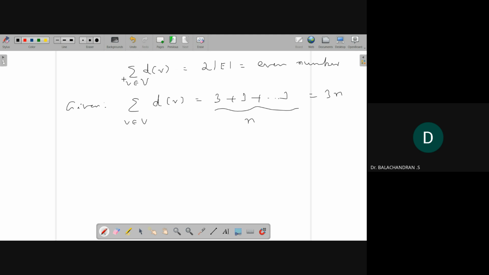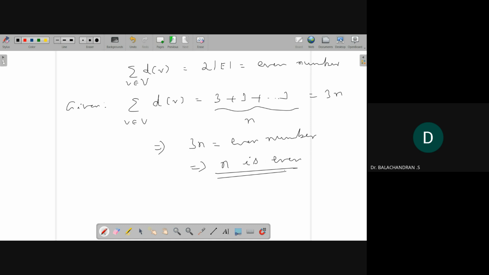Sum of the degrees of vertices, here also the sum of the degrees of vertices. The left-hand side is the same, which means the right-hand side is the same. Here 3n is an even number. 3n should be an even number. We know that 3 is odd, so n should be even. Then only you get an even number. This implies n is an even number.